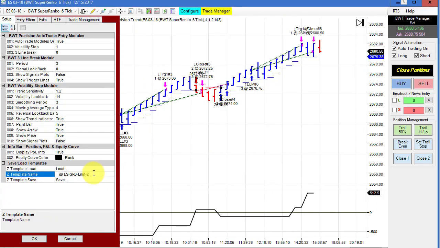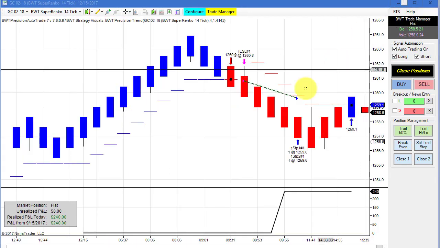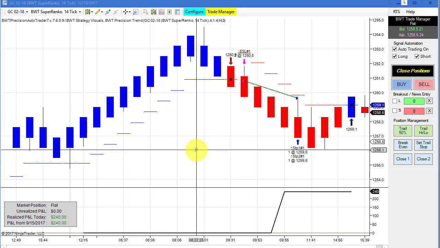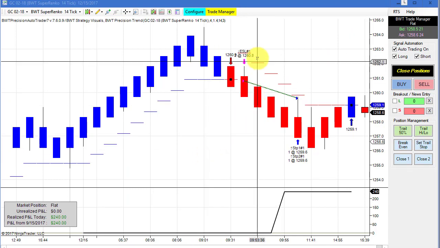This is our template here, SR6 limit -2. We had a modest gain in the gold on the Superenco 14 tick of 240.